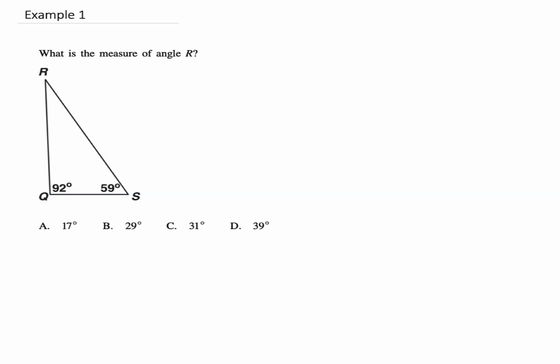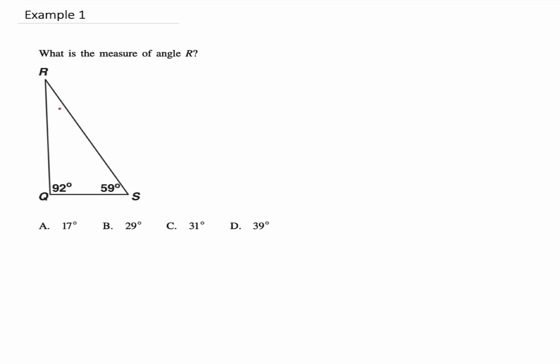So let's look at example number 1. So again, as I said, I start with the foundation, and then we're going to work up to our similar triangles. So in example 1, it states, what is the measure of angle R? So we have a triangle. We have QRS. Q is 92, S is 59 degrees, and we have to find R.